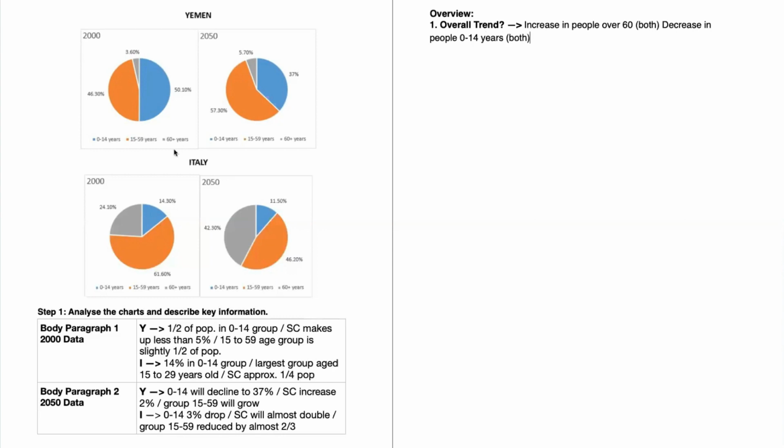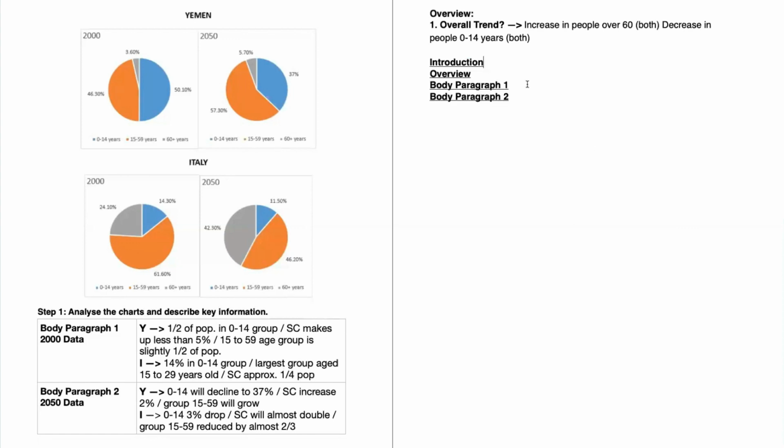Notice that we are not talking about 15 to 59-year-olds in our overview paragraph. That's because in Yemen, it increases, but in Italy, it decreases. This is not an overall trend that is true in all cases. So we're just going to save that for our body paragraphs 1 and 2. Remember, just look at things that are true in both of these cases. They are significant features because they increase and decrease, and that is a perfect overview.